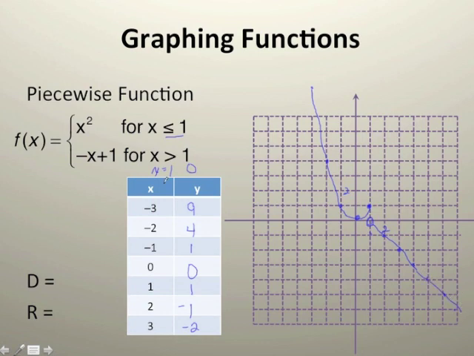Now the domain, the x values that work, are all real numbers. This one here, not this one. So all real numbers are in the domain. And if we look at the graph, this would continue forever. So would this one. So the range will also be all real numbers. Going from the bottom, this 0 doesn't work, but this one does. So my range will be all real numbers.